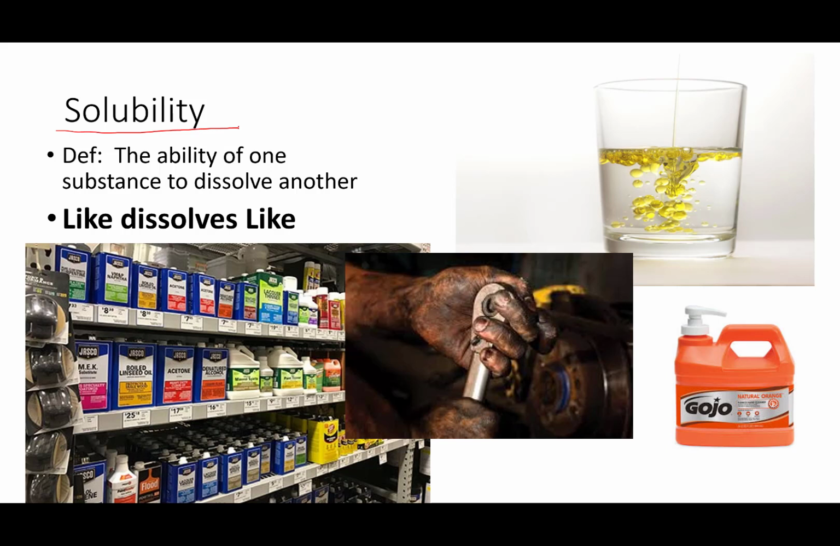Solubility is defined as the ability of one substance to dissolve another. And the general rule in chemistry is like dissolves like. Now, what does that mean? Well, we've been talking about organic versus inorganic compounds, and that's going to give you a big hint about what we're talking about. But let's talk about this like dissolves like and solubility thing for a minute before we go there.